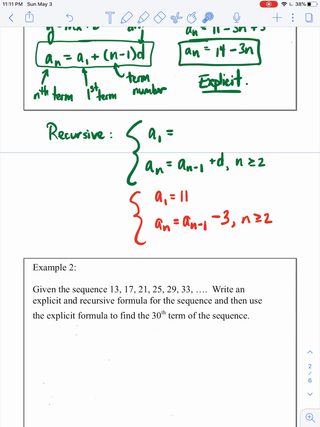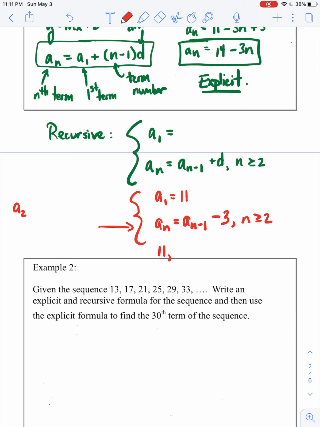So if you were to come across a recursive formula like this, the way a recursive works, you have to give a starting position. So you're saying the first term is 11. If you needed to generate this sequence, you would write down 11. And then the way this line reads is it's saying A subscript n.